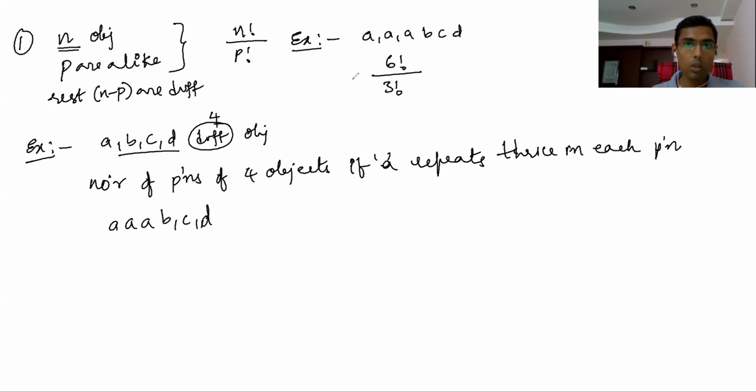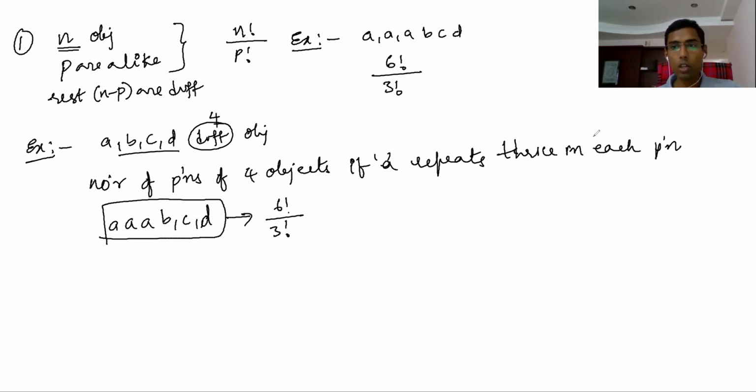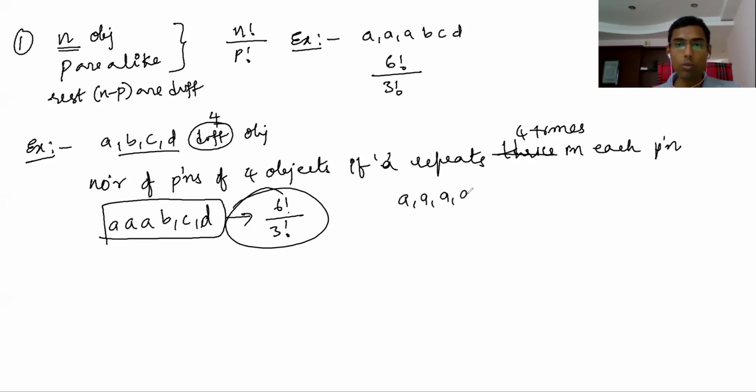So now this is the situation. What is the number of permutations here? 6 factorial by 3 factorial. Like this also they may ask: the number of permutations of these four objects if A repeats thrice in each permutation, or A repeats 4 times. A repeats 4 times means in each permutation, A should come 4 times. Therefore you take 4 A's, and then B, C, D. So the number of permutations will automatically be 7 factorial by 4 factorial.